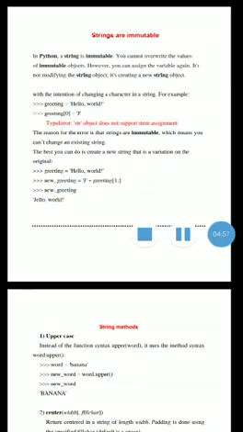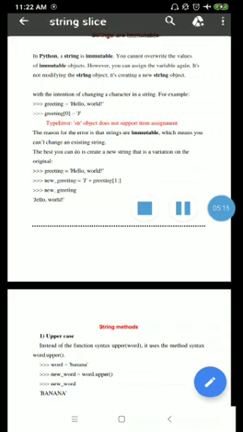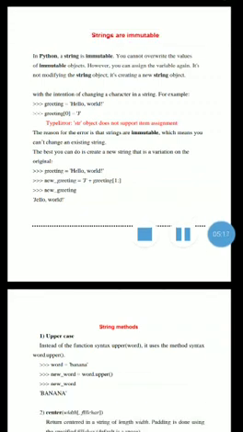However, you can assign the variable again. It's not modifying the string object. Instead, it is going to create a new object. For example, if I have created an object, you cannot edit or override that object. Instead, you can create one more object. That is what is called strings are immutable. Now we'll see an example, with the intention of changing a character in a string.